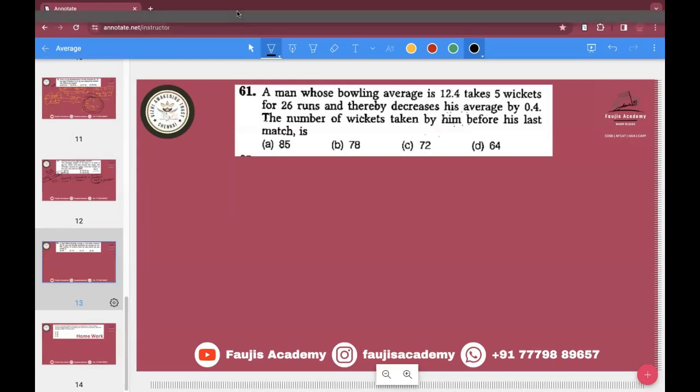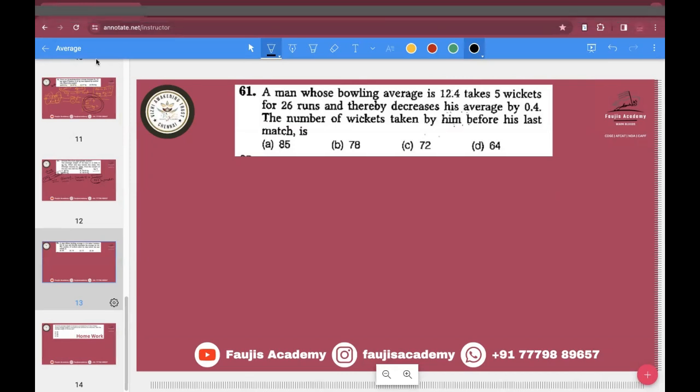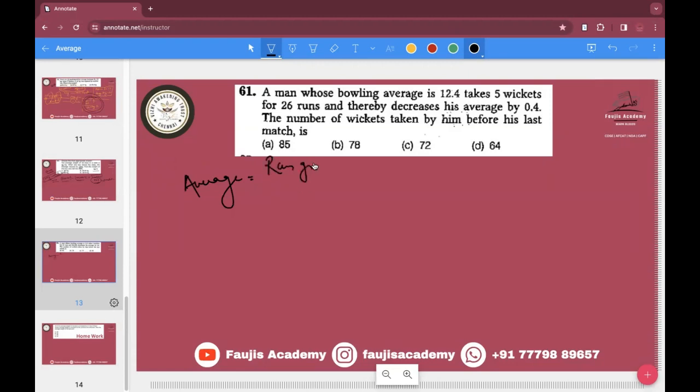Shruti, any breakthrough? No, sir, I was unable to get the solution. No worries. Shruti, look. What is average in bowling? Do you know that? Sir, it is the number of runs given per wicket.